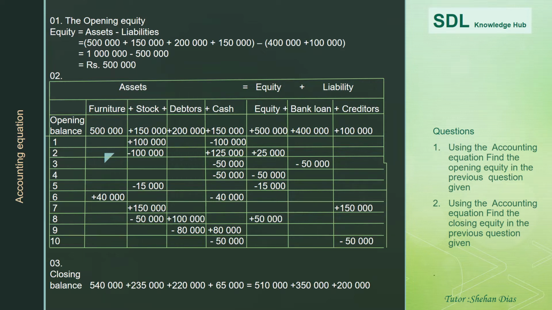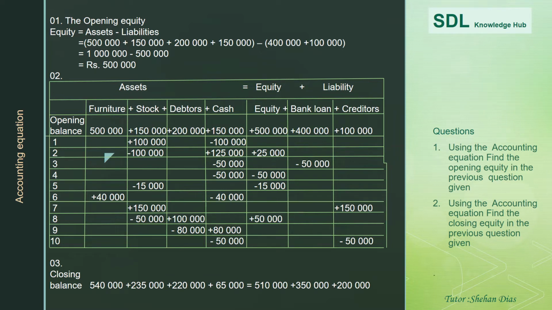Then furniture purchased for 40,000 for office use. So furniture will increase by 40,000 and cash will reduce by 40,000. Then the stock has been purchased on credit basis. So stock will increase by 150,000 and creditors will also increase by 150,000.